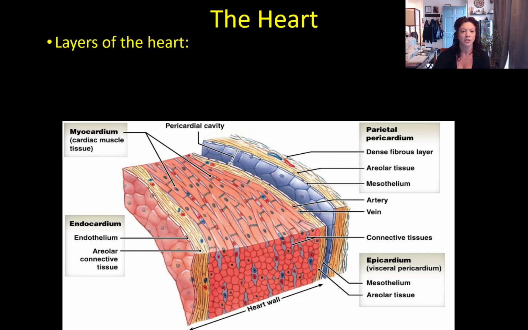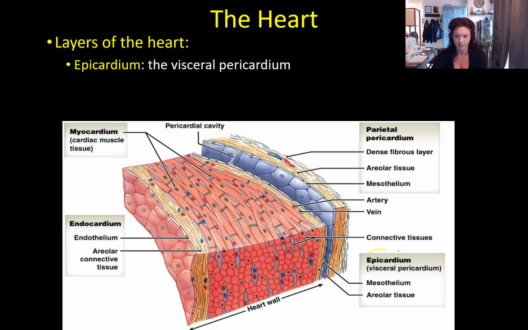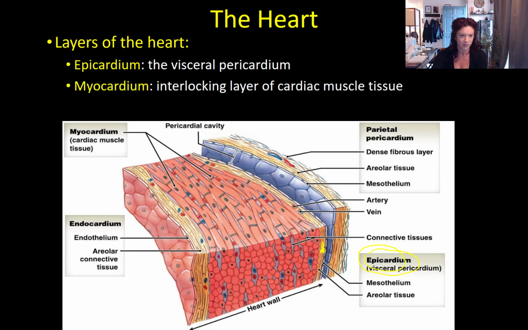Now, if we look at the cardiac tissue itself, we'll find that there are multiple layers to the heart. The epicardium, epi means above or on top of, it's down here. It is found right up against the heart itself. Remember, this is that serous layer that covers the heart muscle itself. Then there's the myocardium. The myocardium is the actual cardiac muscle tissue you see here in the middle.